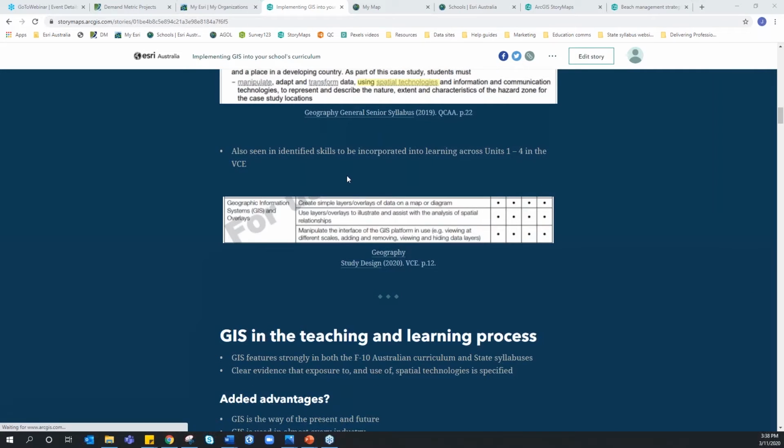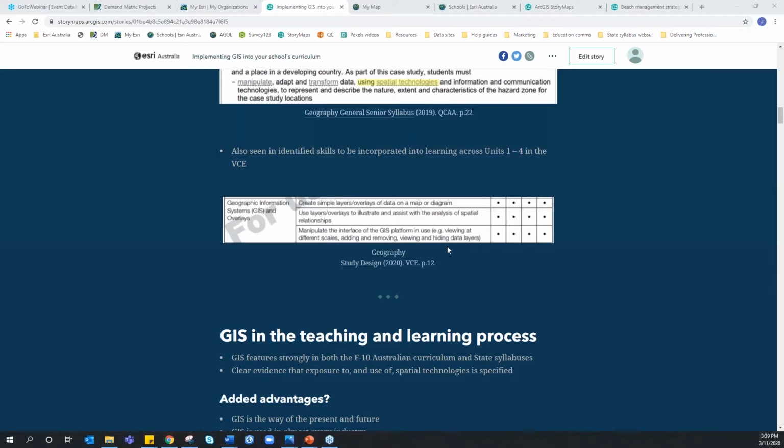If we jump to the Victorian syllabus, again, we can see that it's required in all 4 units, and that this particular excerpt is about geographic information systems and overlays. Students will create simple layers of data on a map or diagram. They will use layers or overlays to illustrate and assist with analysis and spatial relationships, and they will manipulate the interface of a GIS platform in use. So in other words, they will view the data at different scales. They will add and remove feature layers. They can hide and view data layers to identify those relationships.